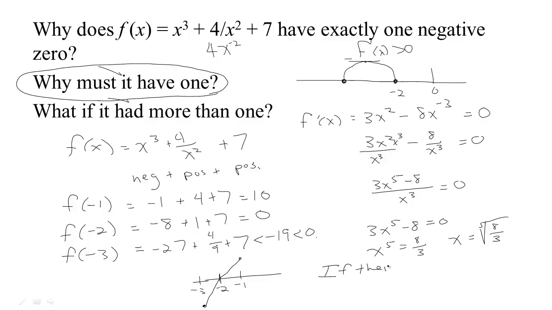So if there was another negative 0, it would contradict Rolle's theorem. So we know that we found one and there can't be another, which takes care of that problem.